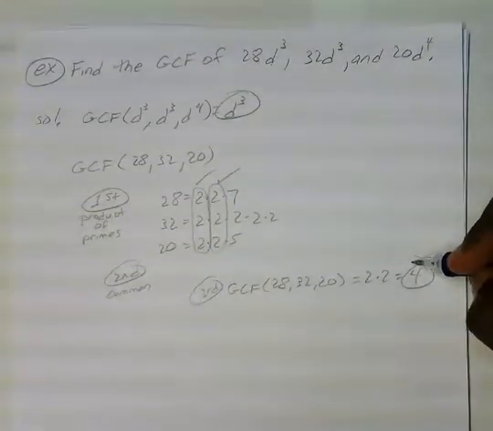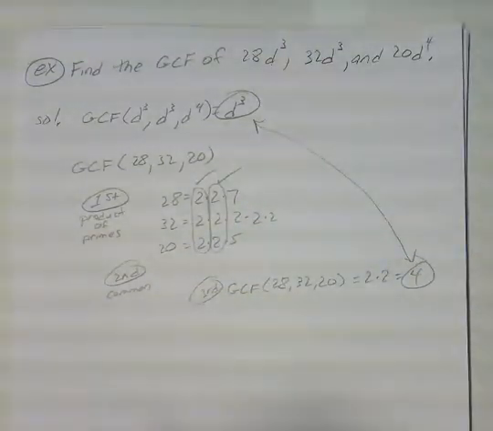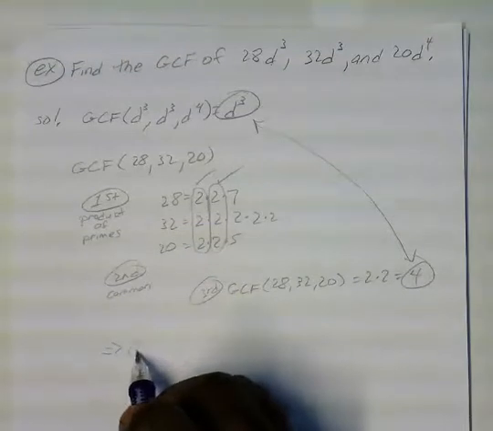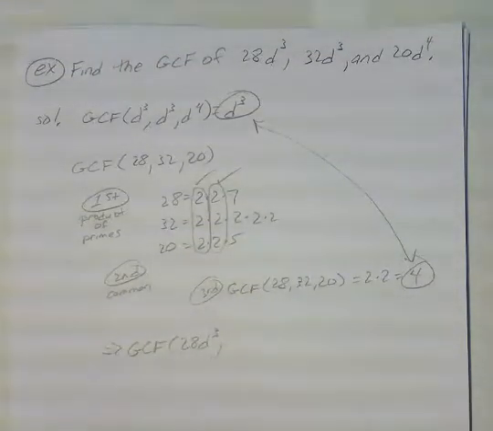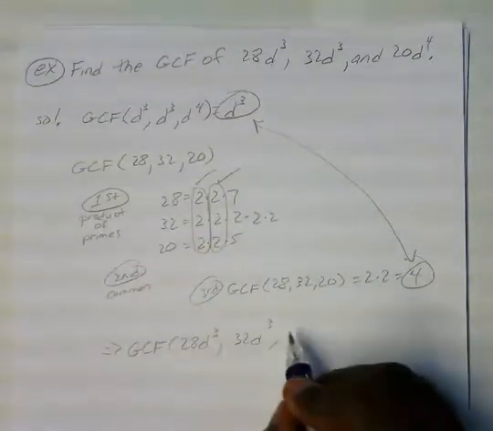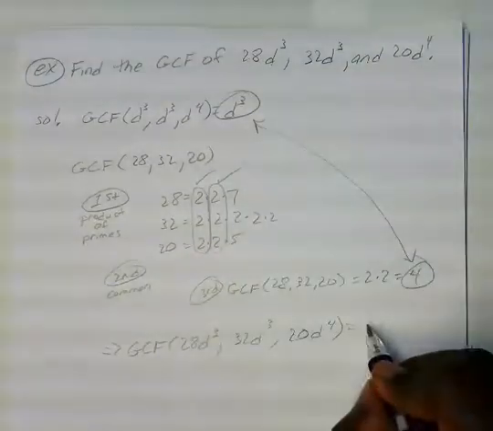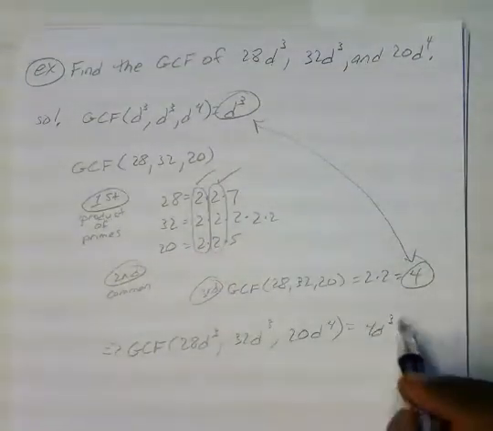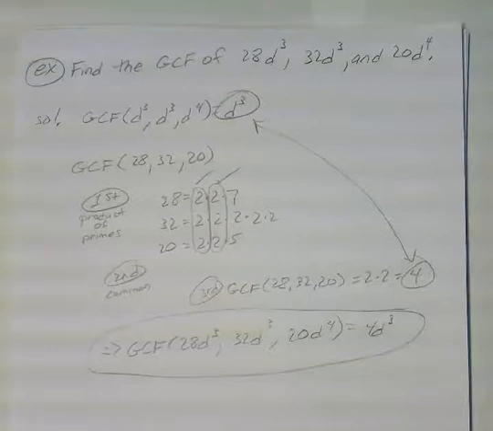So that just means that since you have the greatest common value of the numbers and the greatest common value of the variables, your overall greatest common factor of 28d to the third, 32d to the third, and 20d to the fourth is 4d to the third. All right, so hopefully that made sense.